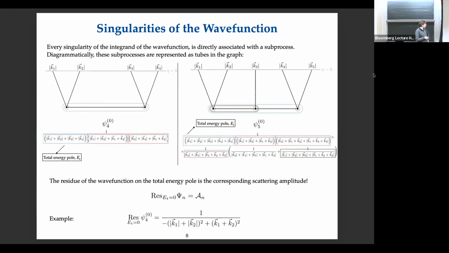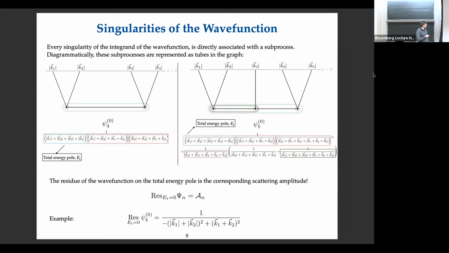And there's some nice structure to these rational functions. Well, the first thing you can do is to try to identify what these poles are. They can be related to the total energy associated to the sub-processes of these graphs. For example, you have the total process, which we identify with this blue tubing. The total energy coming out of it is the total energy of the process, which is K1 plus K2 plus K3 plus K4. And that's the pole that you have in the rational function here.